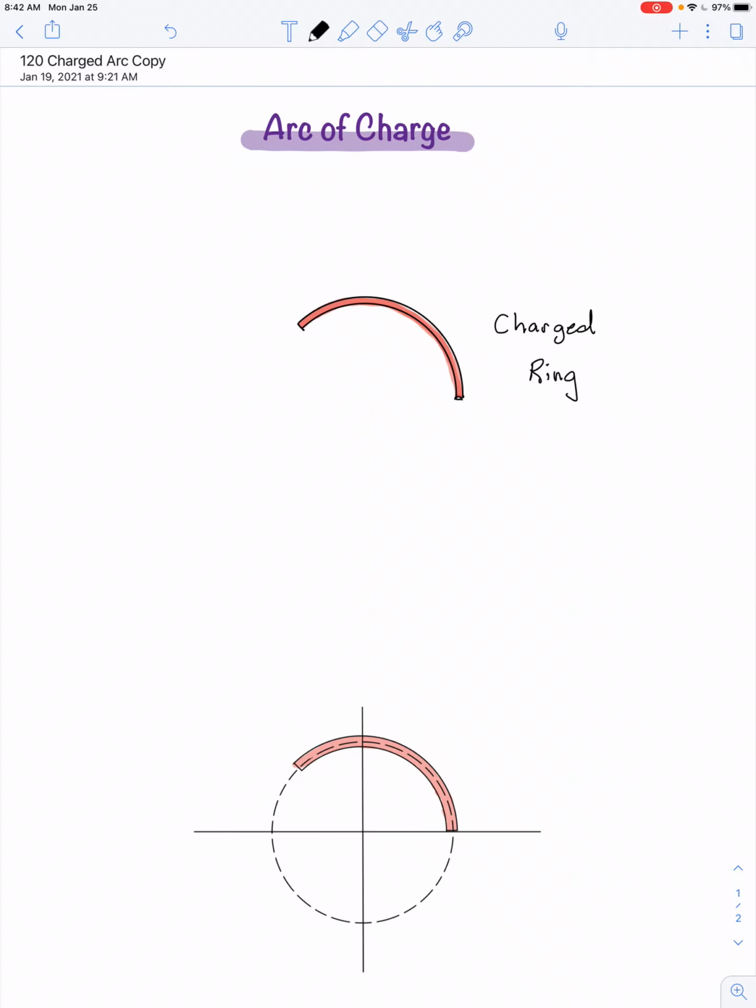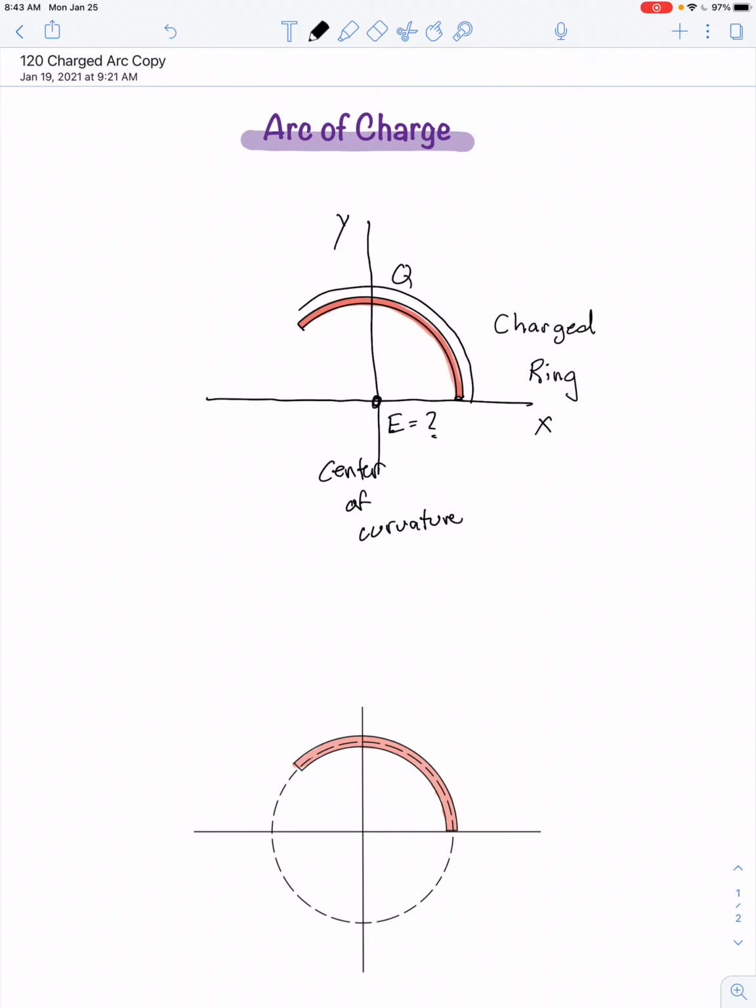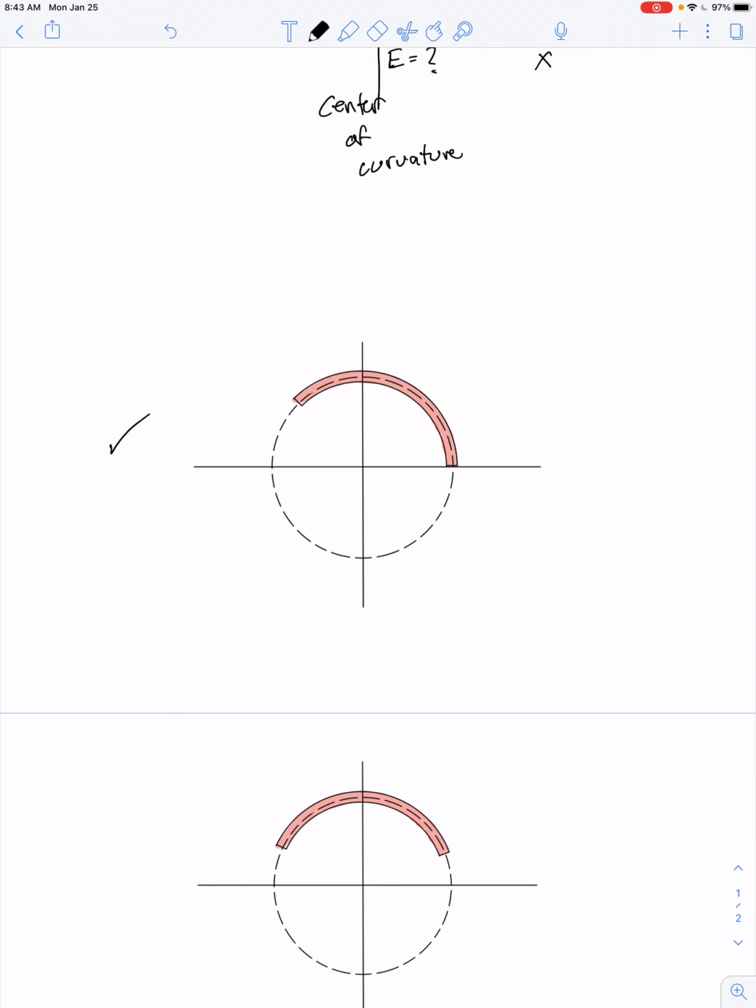Okay, so we'll take this and make a frame of reference, put it on the x and y axis, and the question becomes, what's the electric field at the center of curvature? So we'll say that this ring carries a total charge Q, and then instead of saying it has a length of L, we'll say its length is S. And it subtends some angle of theta. So we've got it drawn again here a little neater.